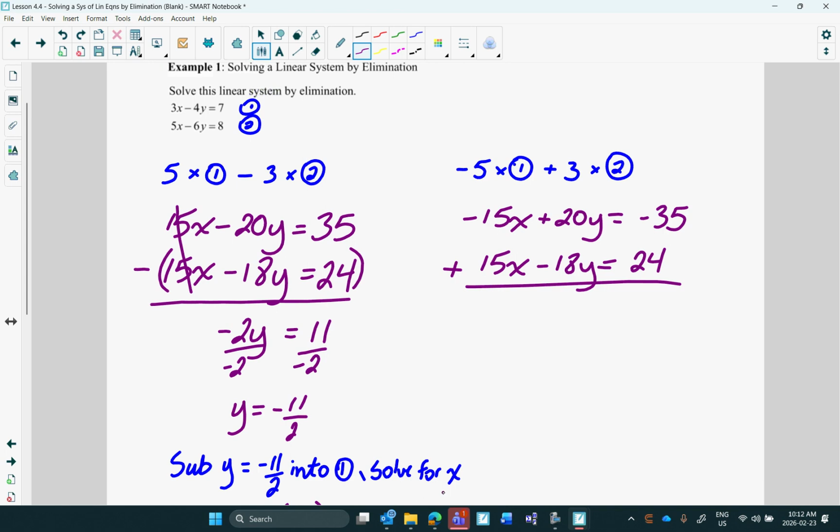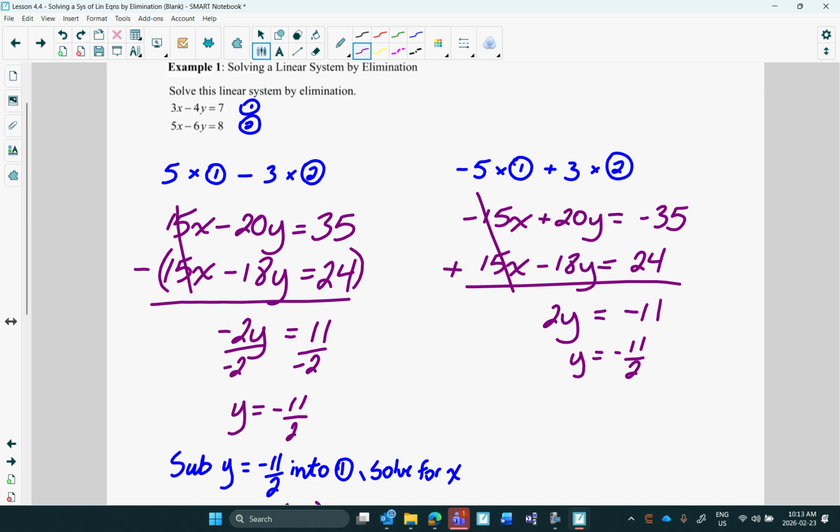So I can change this to add instead of subtract. In order to get rid of something, by adding, one has to be positive, one has to be negative. So that's why I had to multiply this. So if I add these, I get 2y. If I add these, I get negative 11. Notice I get the same answer. And then we can just carry on as before.